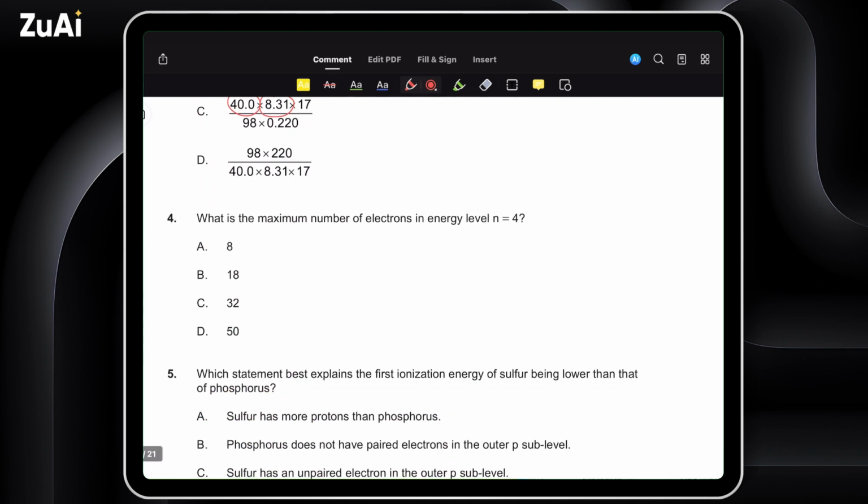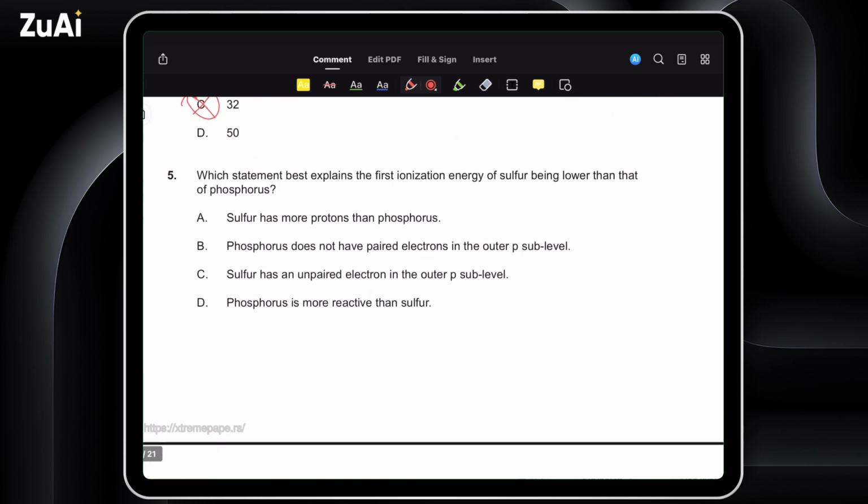What's the minimum number of electrons in energy level 4? N is equal to 4. So n equals 1 means the first shell. In the first shell there are 2 electrons. In the second shell there are 8 electrons. In the third shell there are 18 electrons. In the fourth shell there are 32 electrons. So C is the answer.